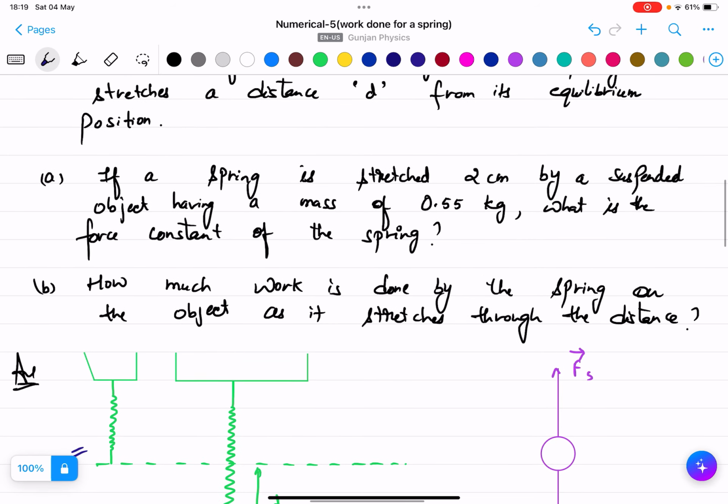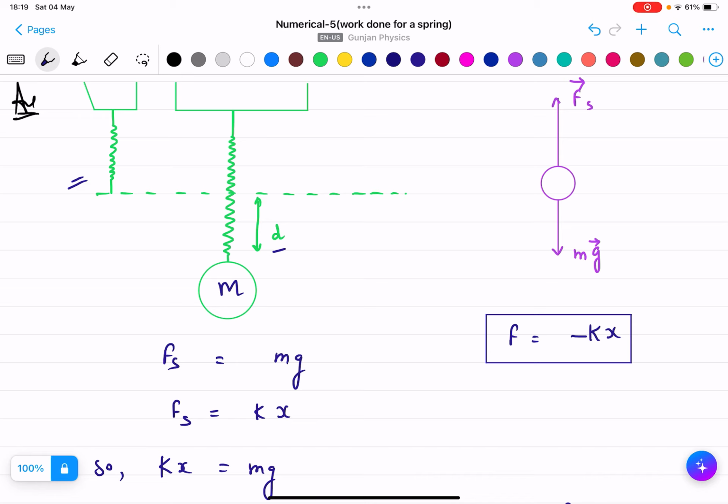So if a spring is stretched 2 cm by a suspended object having a mass of this, what is the force constant of the spring? That means F equals minus kx. We need to find this k. So k is the force constant.